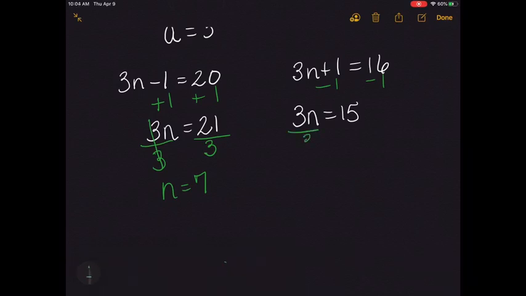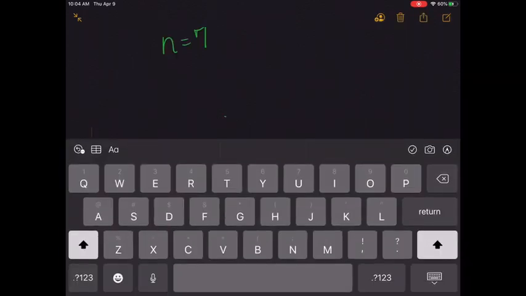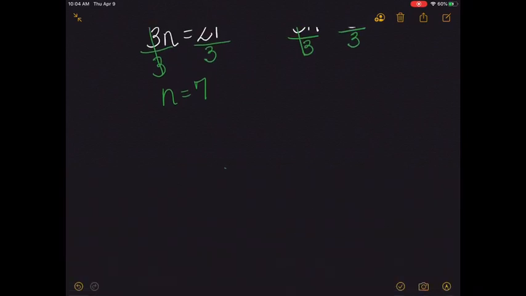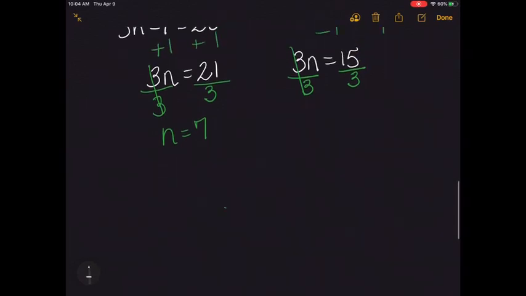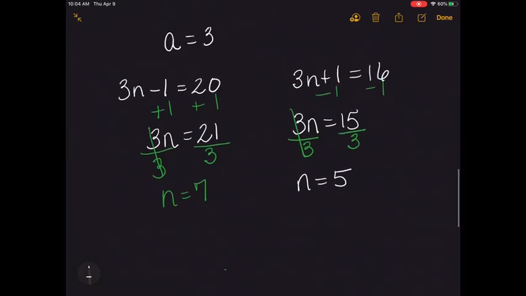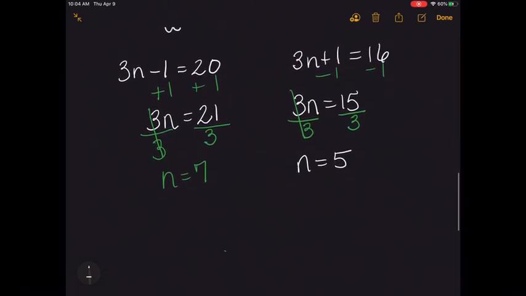Now the opposite of multiplication is division. Remember, that line, like a fraction, shows division, right? And we end up with n equals 7.